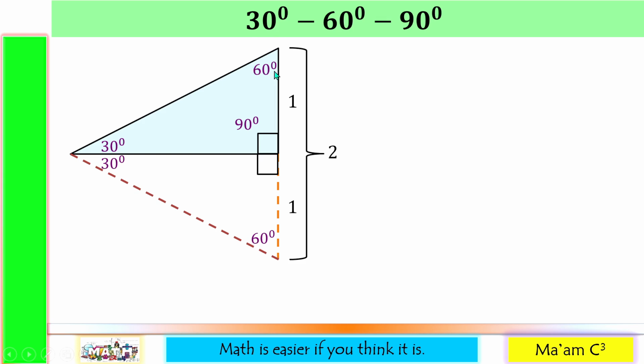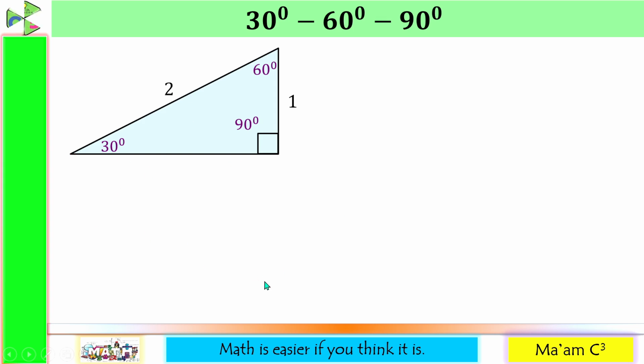Now, 60 degrees, 60 degrees, 60 degrees. This is an equiangular triangle. If it is equiangular, then it is also equilateral. So if this side measures 2 units, then this side is also 2 units, and this side is also 2 units. Now I'm going to remove my extension. And notice that the only missing side is the side opposite 60 degrees. Now, to solve for the missing side, I'm going to make use of the Pythagorean theorem.